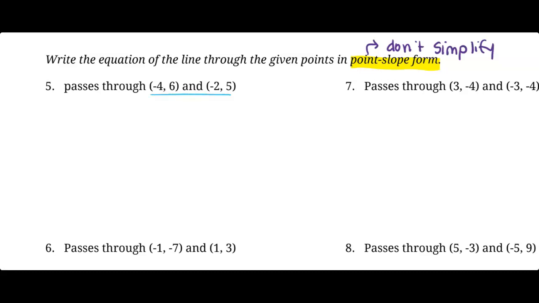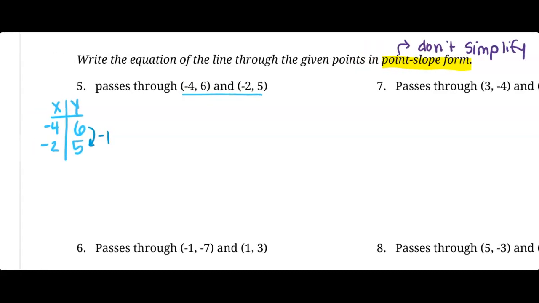So like I said earlier, we need to have the slope and a point. Since we have 2 points but no slope, we need to first find the slope. So I'm going to use a table. You could use the slope formula or a table, however you want to find the slope. But we find the slope of our 2 points. So I know to get from 6 to 5, I minus 1. And to get from -4 to -2, I add 2. So my slope is -1 over 2.